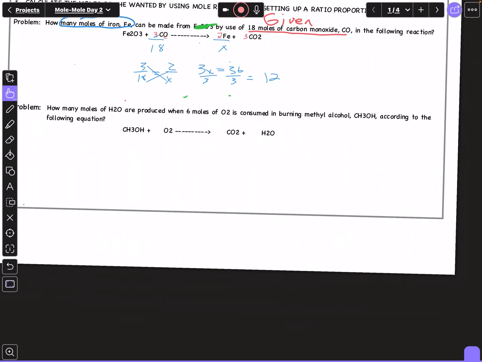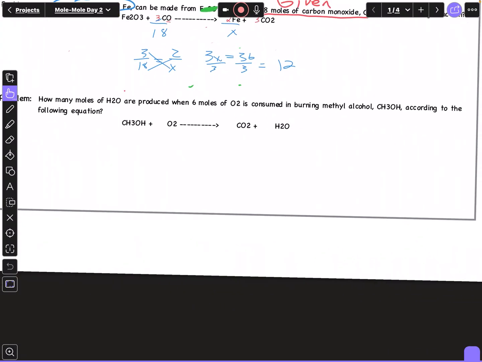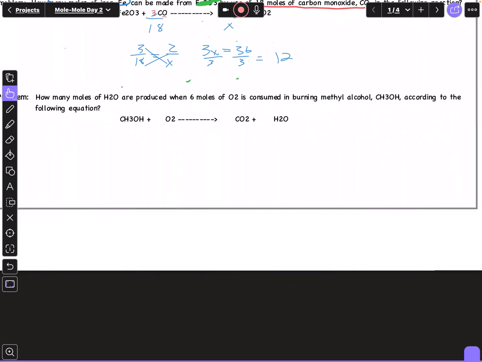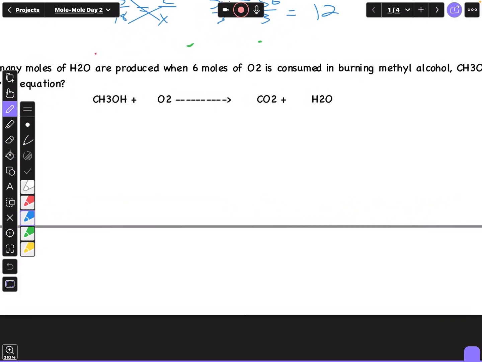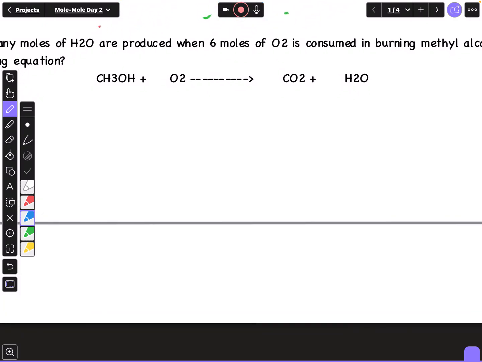So let's look at the next one. How many moles of H2O are produced when 6 moles of O2 is consumed in burning methyl alcohol, CH3OH, according to the following equation? Alright, so I need to balance this first.